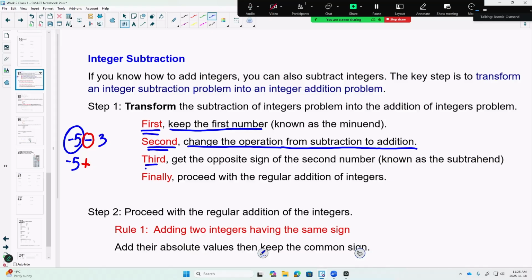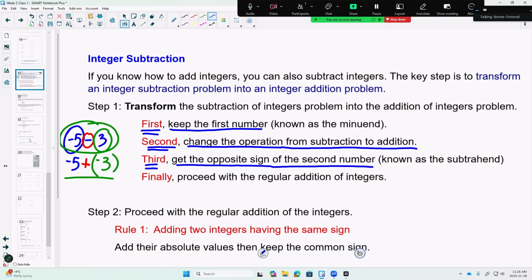Third, get the opposite sign of the second number, which is known as the subtrahend. You don't have to remember these names, but I'm telling you so you'll know. So my second number is positive 3. I need to do the opposite of positive 3, which is negative 3. So now I started out with negative 5 minus 3, and now I've changed it to negative 5 plus negative 3.